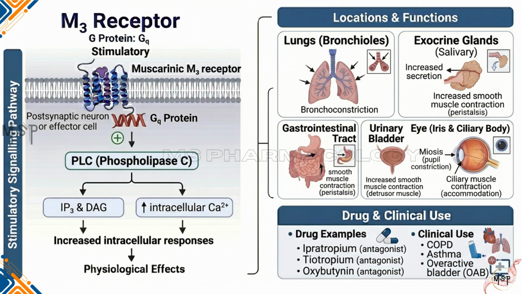Drugs such as ipratropium and tiotropium, which act as muscarinic receptor antagonists, block M3-mediated bronchoconstriction and promote bronchodilation. Therefore, they are widely used in the treatment of chronic obstructive pulmonary disease, or COPD. Similarly, oxybutynin, another M3 antagonist, relaxes the urinary bladder and is used in patients with an overactive bladder.